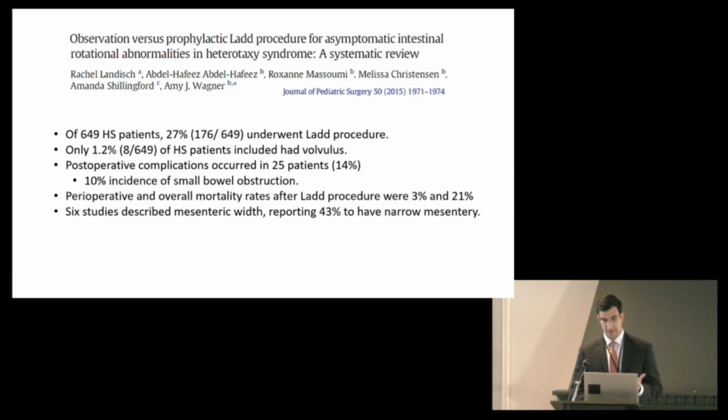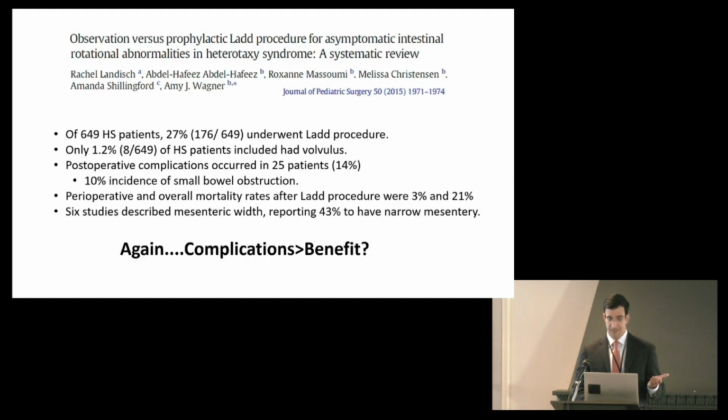This other study looked at 649 patients where about a third underwent a LATS procedure, but really only about 1% had a volvulus, right? And complications, 10% of small bowel obstruction from adhesions from just being in the belly. So again, were the complications greater than the benefit in this setting?